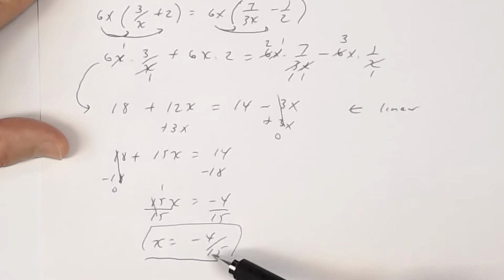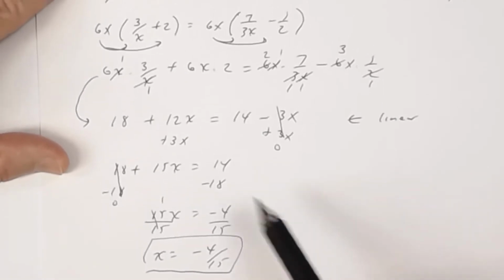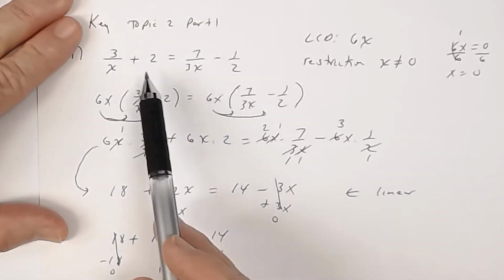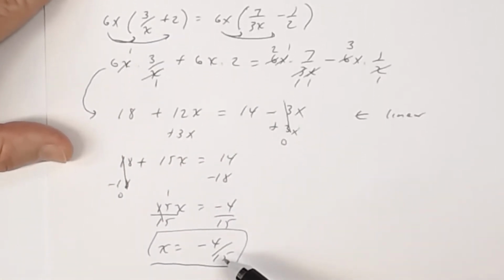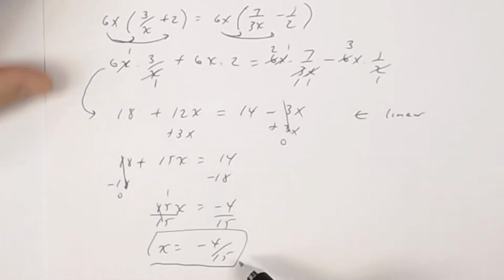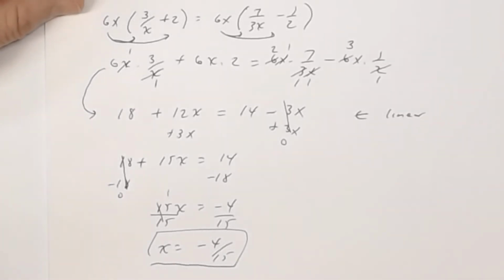Now, you can check by substituting this value into the original equation, but then it's going to become very complicated. So I'm not going to go ahead and check here because it will take some time. So that actually is a solution. So that's number 1. Okay, let's look at number 2.